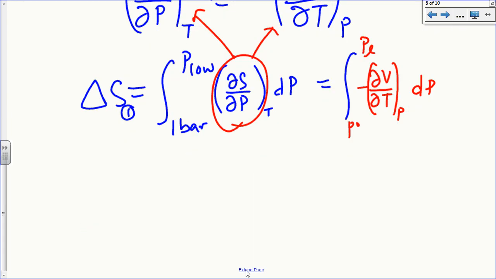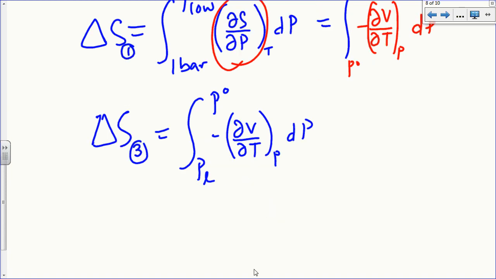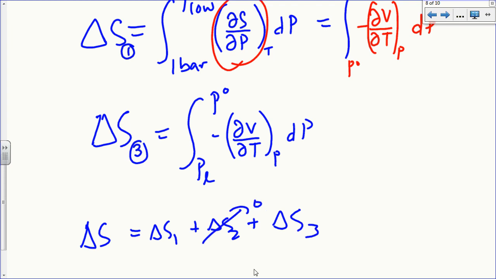And then what's the delta S for step three? It's the integral from low pressure, P sub L, to P naught of, again, the same thing, negative partial of V with respect to T at constant P, dP. Right? I can combine delta S1 plus delta S3. What do I get? The total delta S correction that I have to make would be delta S1 plus delta S2 plus delta S3. Delta S2 is 0, right?